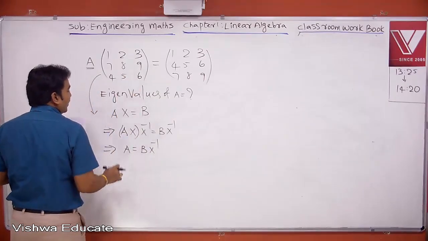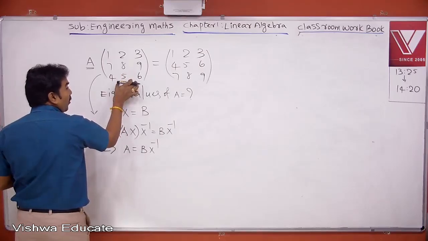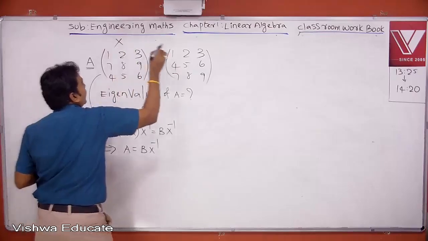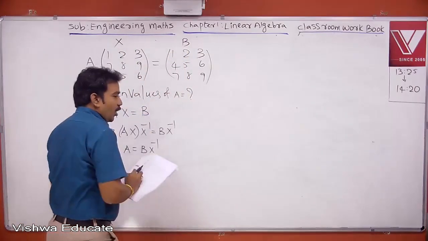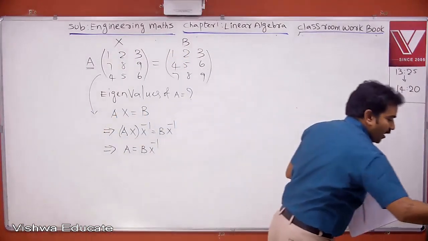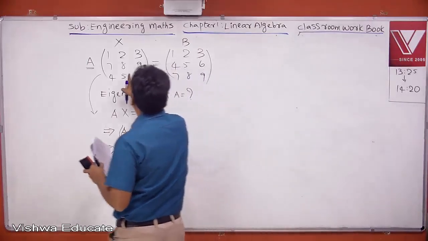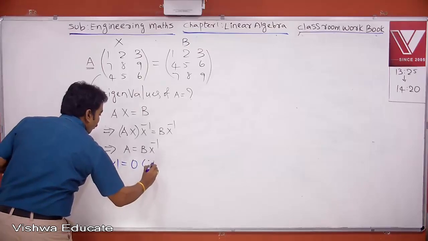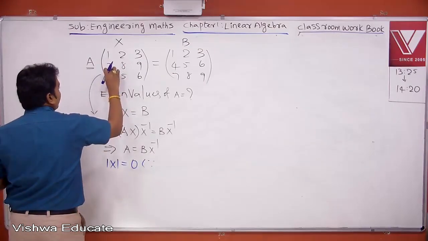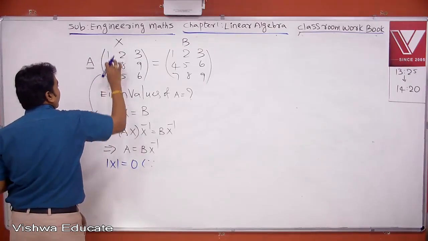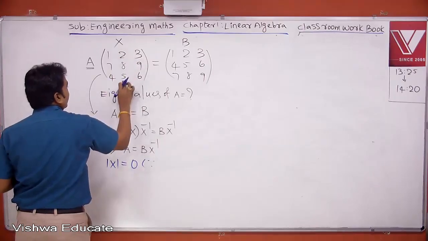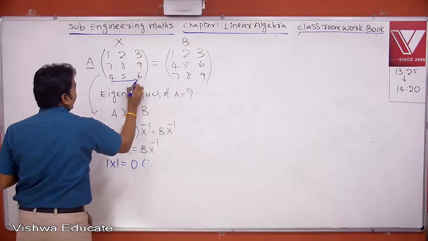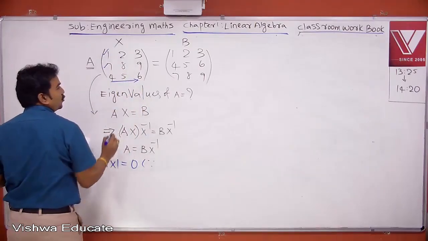But if you want to find the inverse of this matrix, its determinant should not be 0. But interestingly, this matrix is X, and this is B. When you calculate the determinant of this matrix X, it is 0. Because this 4 is nothing but 1 plus 7 by 2, 5 is 2 plus 8 by 2, and this 6 is 3 plus 9 by 2. That means R3 is linearly dependent on R1 as well as R2.